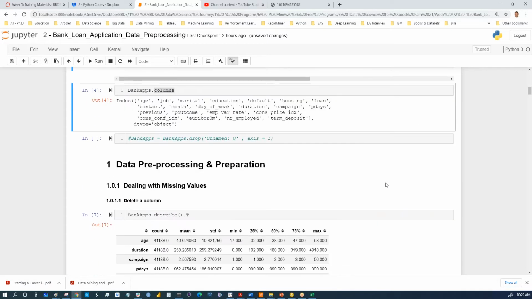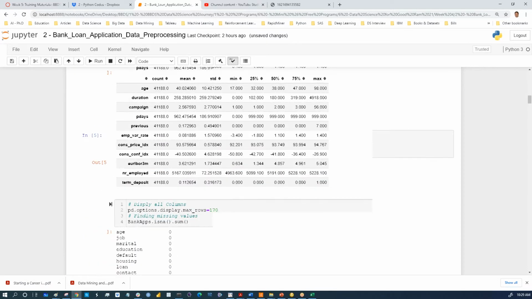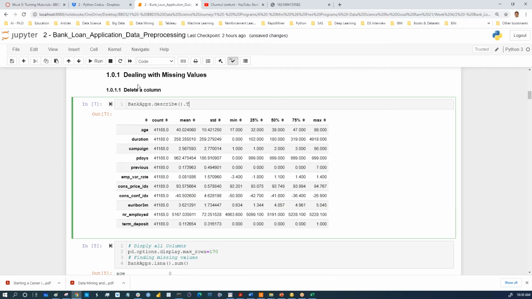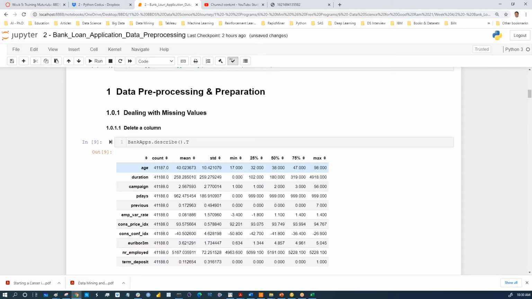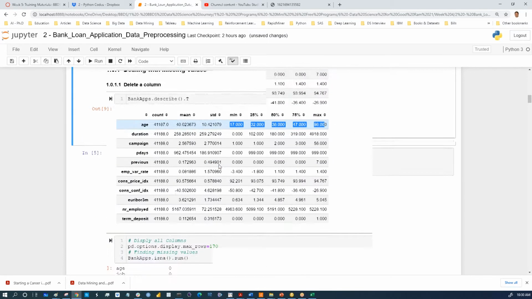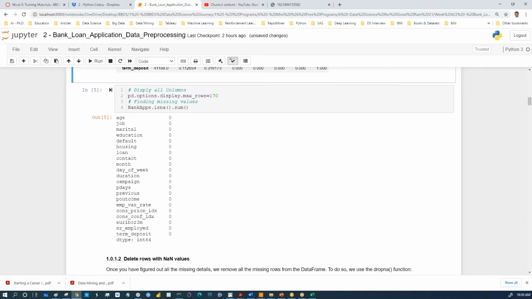Now let's take a look at describe on age. You see here, describe does give you all the information. I know there's a missing value and it's not counted. And now if you were to run isna, I know the age is going to return 1.